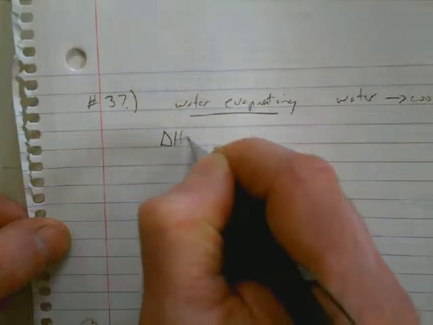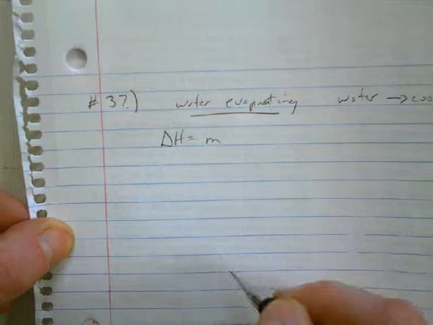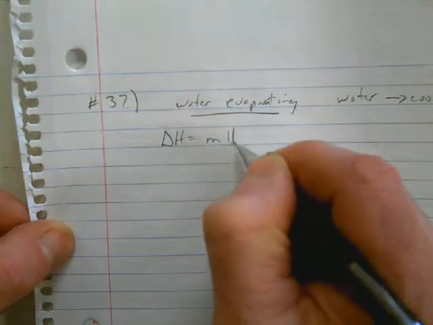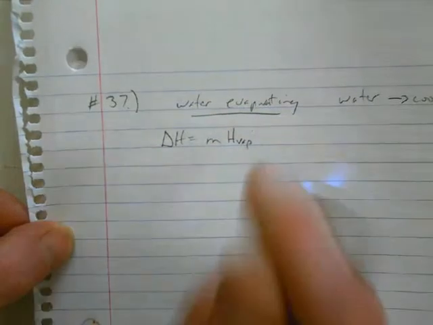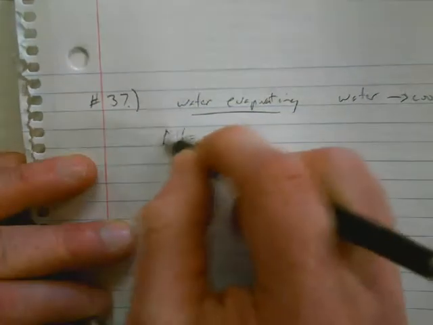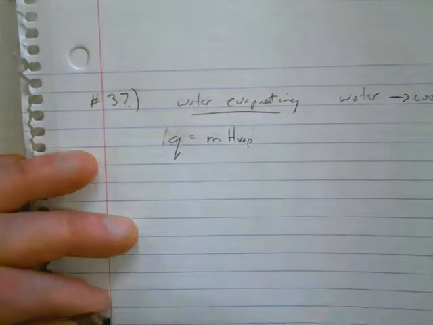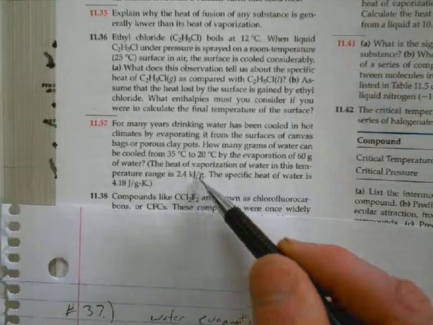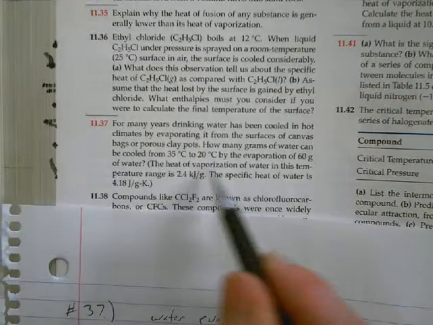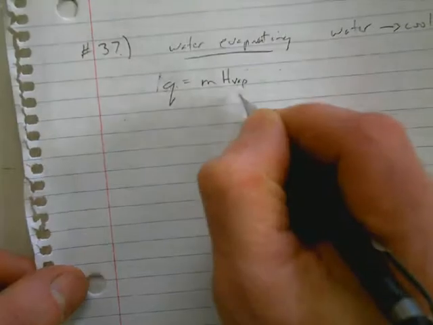Delta H equals, when something evaporates, it's the mass of the amount that's evaporating times what we call HVAP. And HVAP is a constant, and actually I should probably call this Q just to keep everything straight. So we'll call this Q equals the mass of the water that's evaporating times the vapor constant. Now here's the vapor constant right here. It's 2.4 kilojoules per gram. See it here? The heat of vaporization of water. That's HVAP, 2.4 kilojoules per gram. So this becomes 2.4 kilojoules per gram.